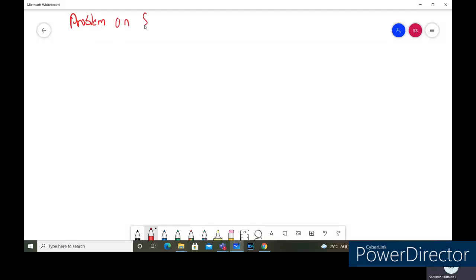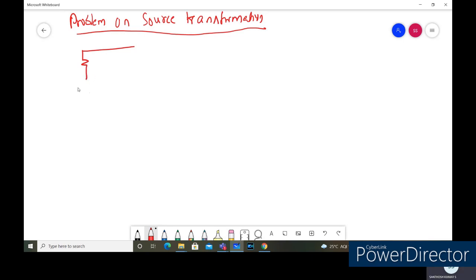On source transformation. Let us consider the problem on the source transformation with the concepts we have seen in the last class. So let me draw the circuit diagram. The circuit diagram consists like this. It has multiple sources, with resistances and voltage sources.